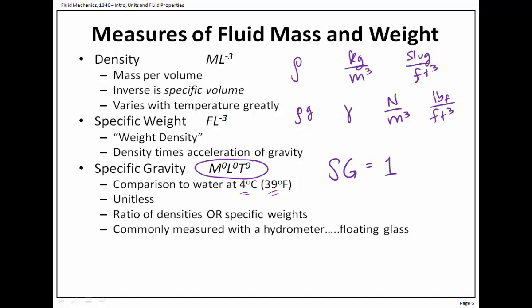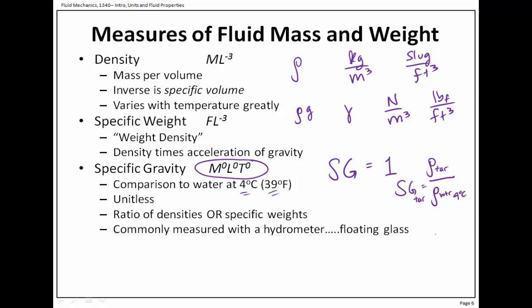So if you were to say that some other fluid, let's say tar, had a certain density, and we wanted to know what the specific gravity of tar was, we would take the density of that and divide it by the density of water at, what did we say, 4 degrees Celsius. So that's what specific gravity is.